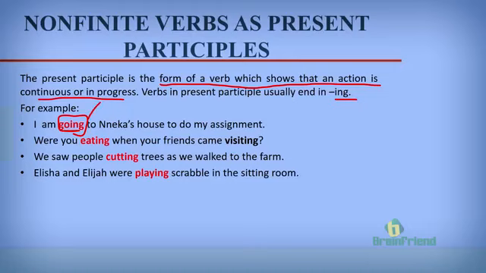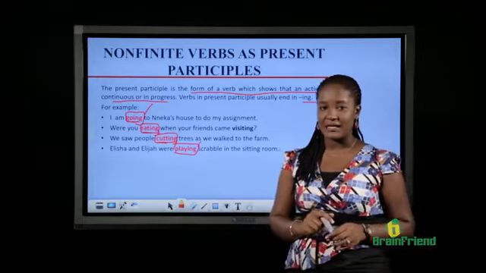Then we also have, were you eating when your friends came visiting? This is also a non-finite verb because it is a verb expressed in present participle. We also have, we saw people cutting trees as we walked to the farm. The verb cutting is expressed in present participle, so it is a non-finite verb. And lastly, Elisha and Elijah were playing Scrabble in the sitting room. Playing is a verb expressed in present participle, so it's a non-finite verb.